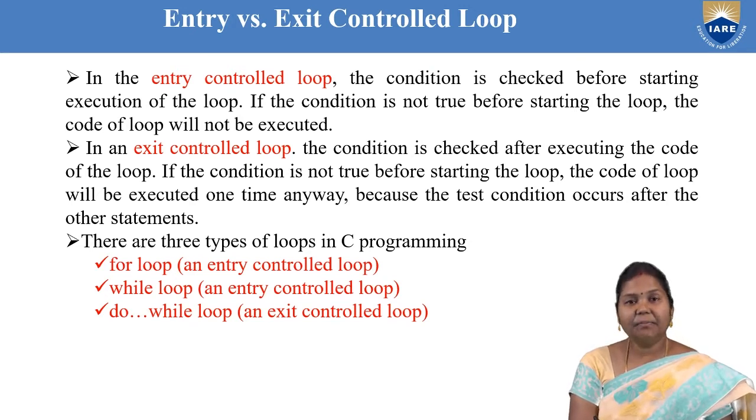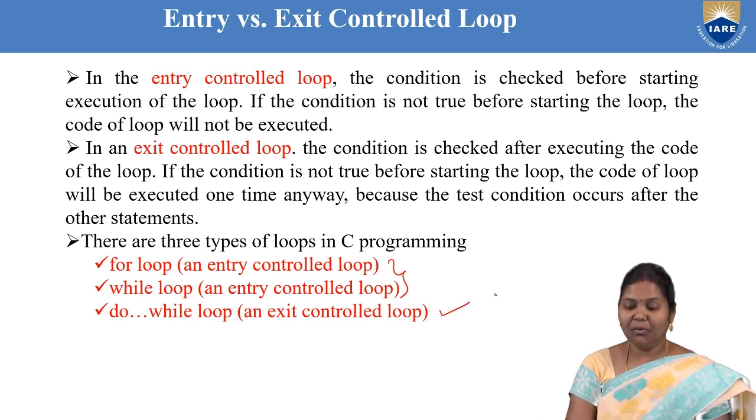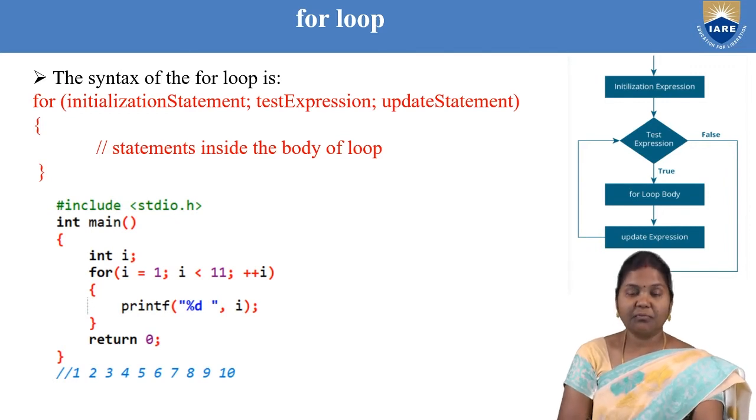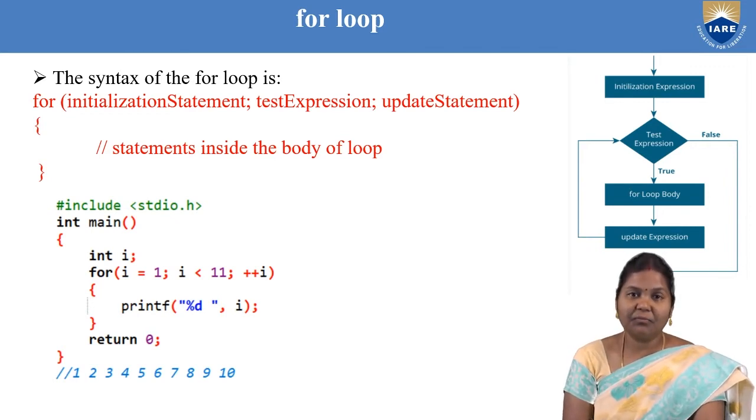Now, there are three types of loops in C programming, as I said. One is the for loop and the other is the while loop. These two loops are called entry control loops, and the do while loop is called an exit control loop. Now, let us understand each loop. First of all, the for loop. First we have to see the syntax of the for loop.